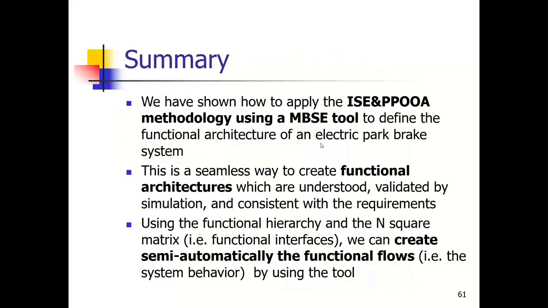Okay. So as a summary, we have seen an overview of the ISE-PPOA methodology and what are the important aspects of that. We have seen how to apply the methodology using Cameo to create functional architectures, with this example, the parking brake system. And we can say that this is a seamless way to create functional architectures that are easily understood, that are validated by simulation, and that are consistent with the requirements and the mission dimension. And you have seen that by creating the structure by this hierarchy plus the dependencies, you can easily derive in a semi-automatic way the functional flow, the functional behavior of the system.